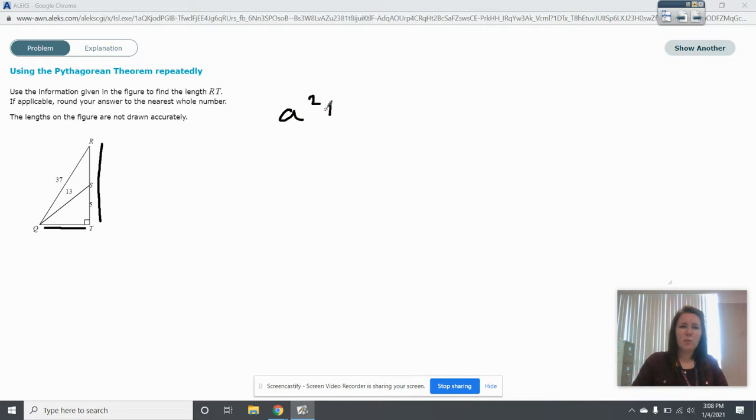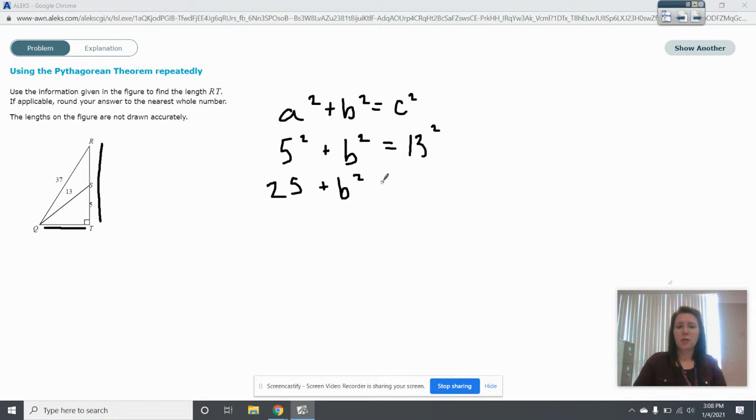I'm going to do a squared plus b squared equals c squared, where a is the leg I have, so that's 5 squared, plus b is the leg I don't know yet, so I'm going to leave it as b squared, equals c is the hypotenuse, so that's the side that does not touch the 90-degree angle, so that's 13 squared. Now 5 squared is 25, plus b squared, we still don't know what it is, equals 13 squared, is that 169? Let me see. 13 times 13 is 169.